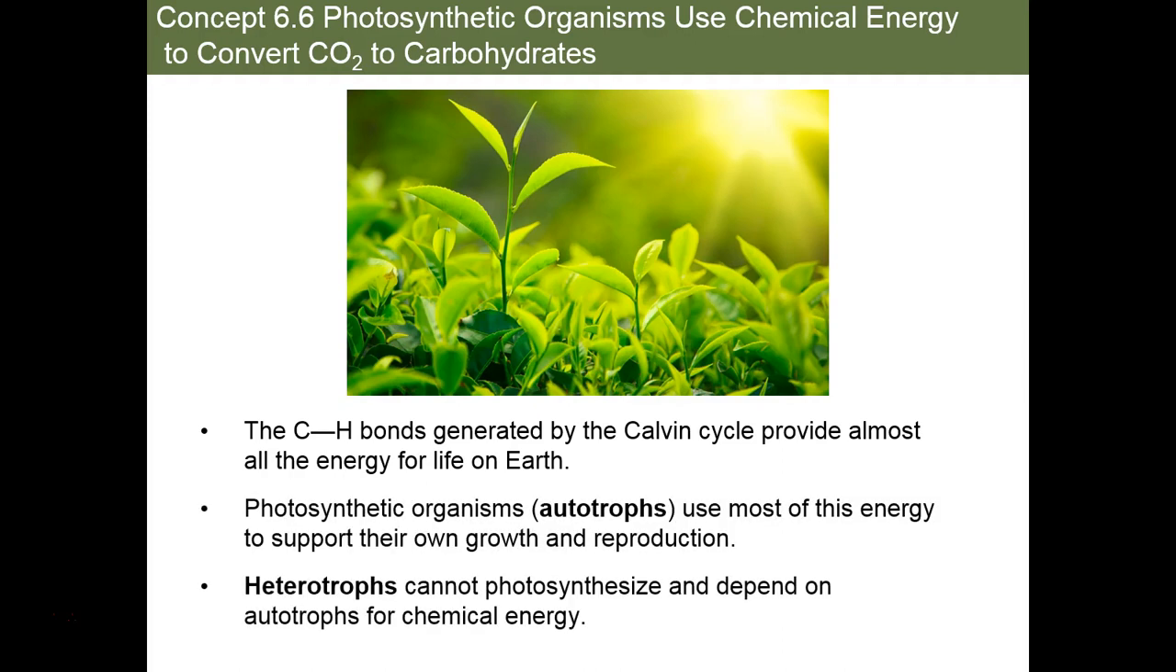The energy provided from carbohydrates produced by the Calvin cycle provides almost all the energy for life on Earth. Photosynthetic organisms, also referred to as autotrophs, use most of this energy to support their own growth and reproduction, meaning plants aren't necessarily producing this for us. They're using it for their own needs. Heterotrophs, such as ourselves, cannot photosynthesize, and we depend on autotrophs for chemical energy. That's why we're learning about photosynthesis.